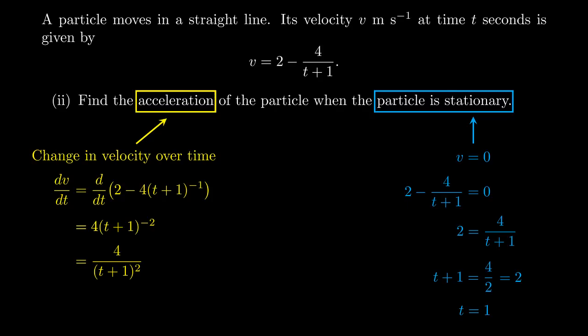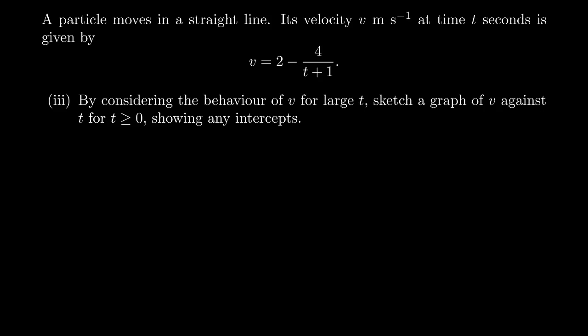Okay, and we can now sub that back into that expression we found for acceleration. And so we sub it in, and we get some quick math that will be 1 meter per second squared. Okay, the next question wants us to graph it. It says by considering the behavior of v for large t. But before we even do that, hopefully just by looking at that equation up there, we can see that it's going to be a hyperbola. Okay, so that we should know is going to be the shape of the graph that we get.